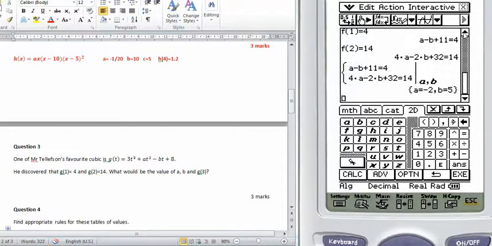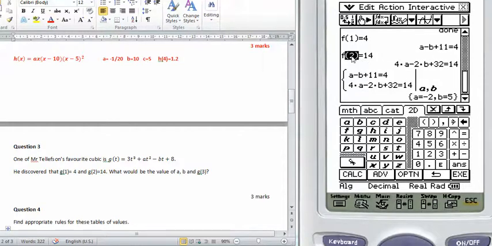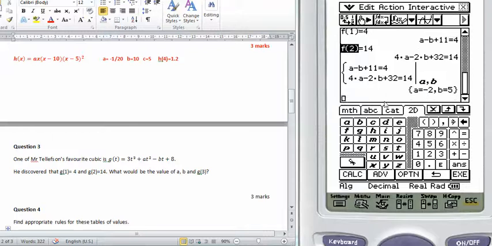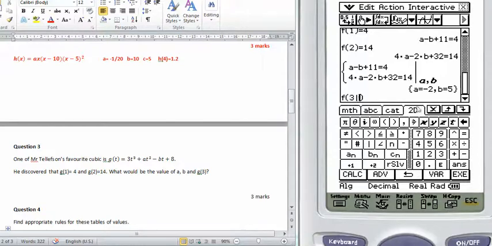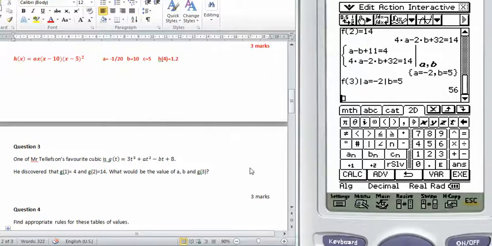So I now need to find out what g of 3 equals. Given I know some things, I know that a equals negative 2, and I also know that b equals 5. And execute. That's what g of 3 equals 56.